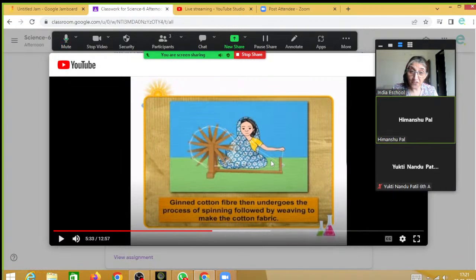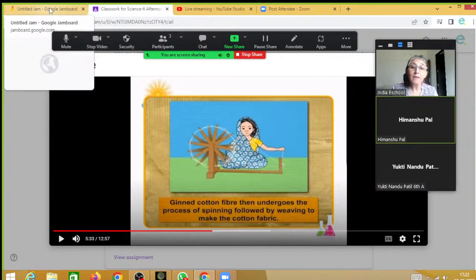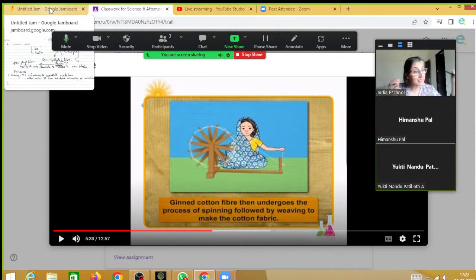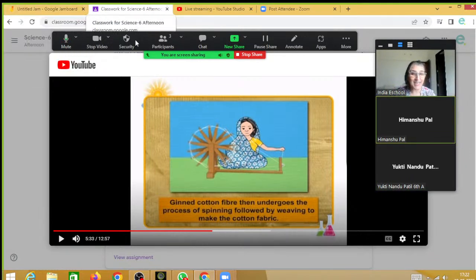By the process of? Yes, Yukti? How will we get cotton fiber? Through which process? Ginned. No, by ginning we have separated the seeds. After that, now we have cotton which does not have any seeds. So now what has to be done? It has to be made into a thread, a fiber. How is that done? By spinning. Yes, Himanshu. That is done by spinning.